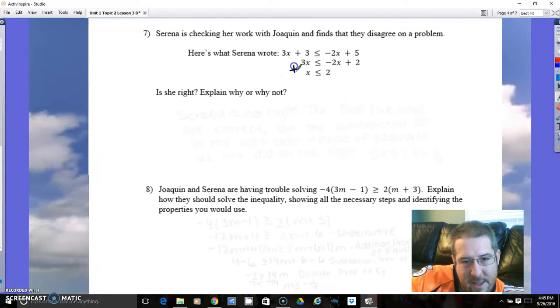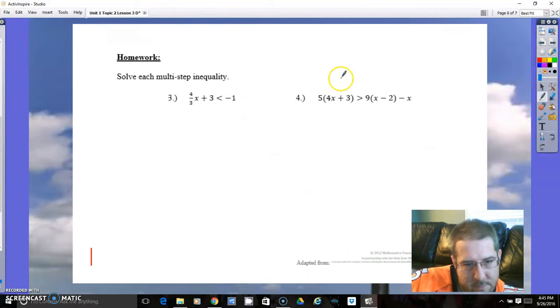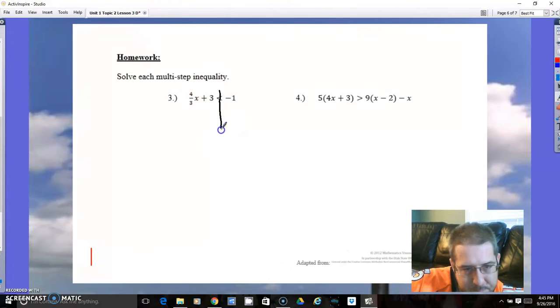You should have been adding 2x to both sides, which makes this 5x is less than or equal to 2, which means the answer is actually going to be x is less than or equal to 2/5, or 0.4. Alright, so this one looks a lot like the homework, so I'm just going to jump straight to the homework. Alright, so here we go.